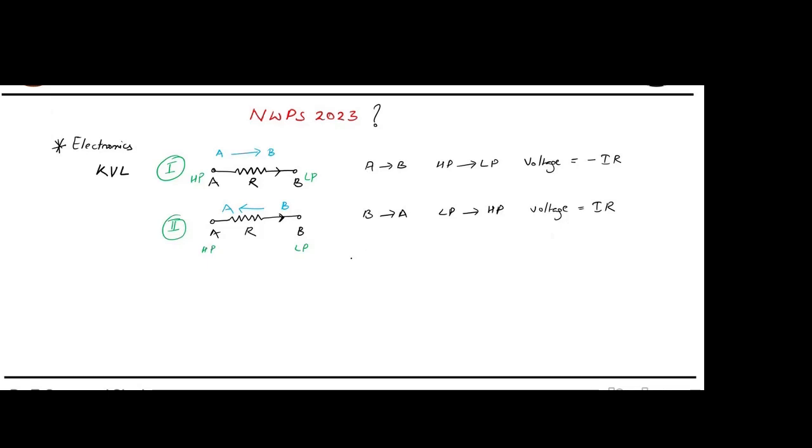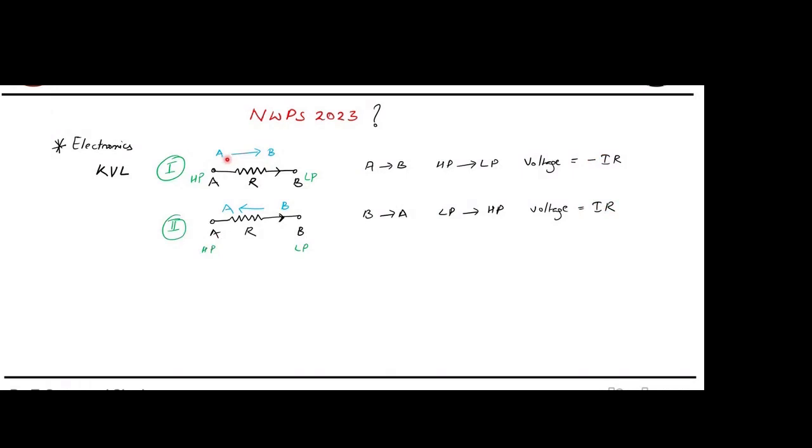So the convention which I'm going to follow is, whenever there is a resistor and I'm going from higher to lower, then I will put a minus sign. And when I'm going from lower to higher, I'm giving a plus sign. Fine. The same thing you can see it like this.